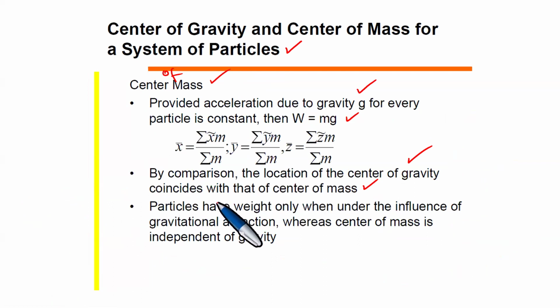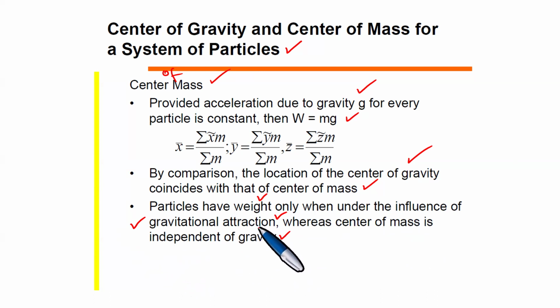Once again, we repeat the fact that by comparison, the location of the center of gravity coincides with that of the center of mass. So these are the same. Particles have weight only when under the influence of gravitational attraction, whereas the center of mass is independent of gravity.